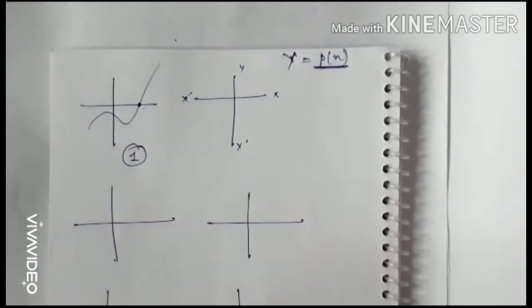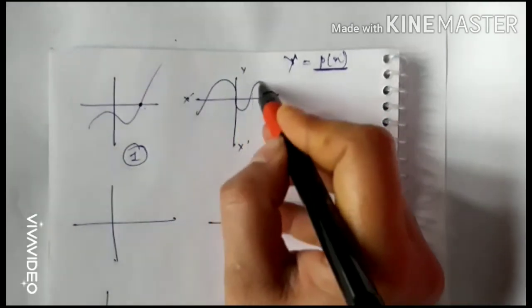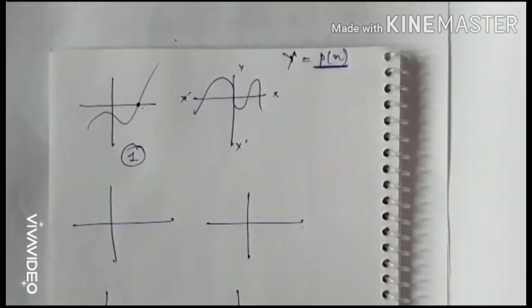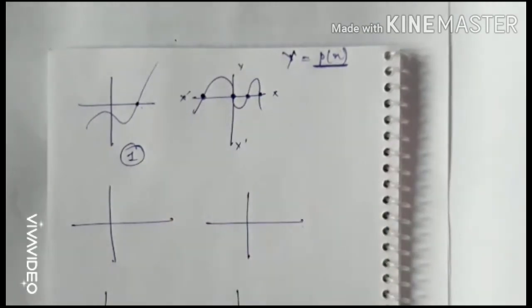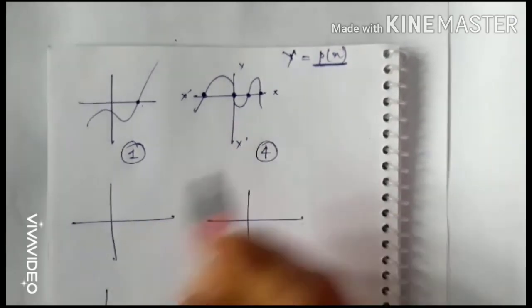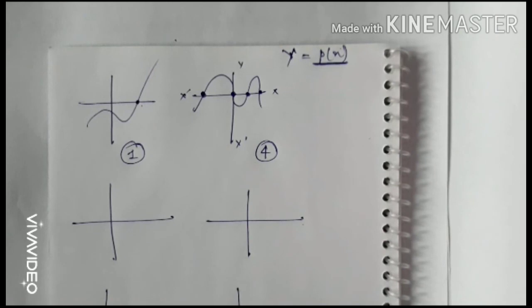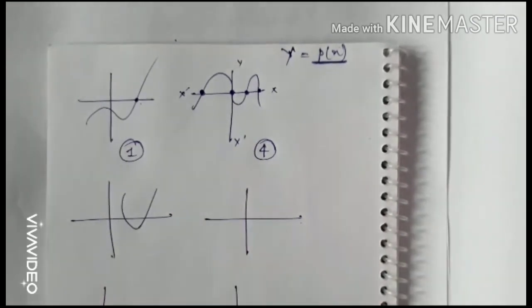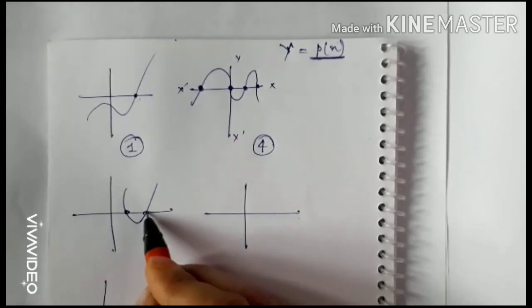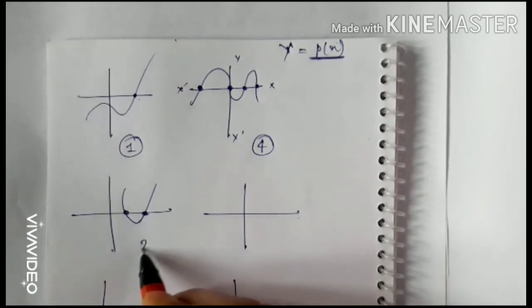Let's take one more, suppose like this. Now how many times does this curve touch the x-axis? 1 point is here, 2, 3 and this is 4. It touches the x-axis 4 times. So the number of zeros will be 4. For the next graph, suppose it is like this. Now 2 times, 1 here, 1 here. So it touches the x-axis 2 times, and the number of zeros will be 2.